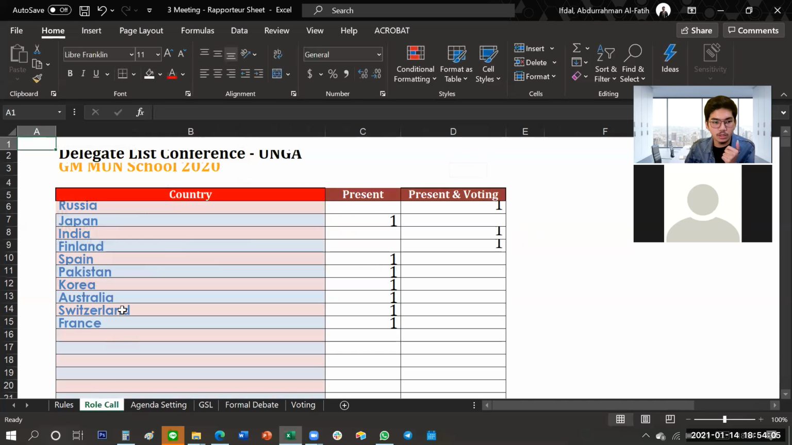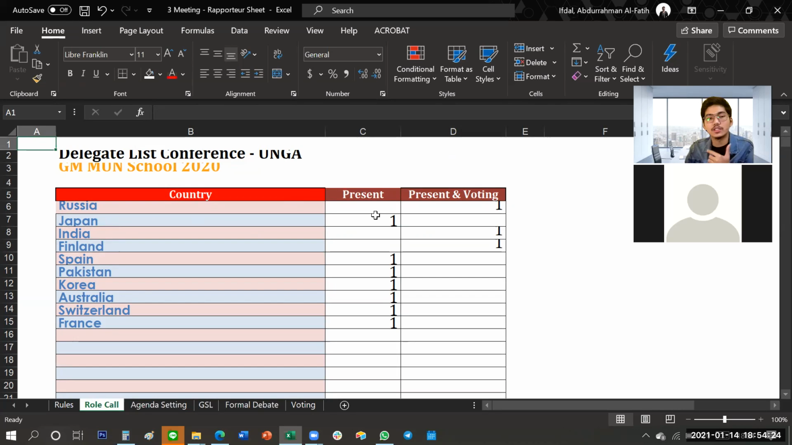Okay, so this is roll call. For example, you are Russia. The chair will call you, delegate of Russia. The chair calls your country's name, and then as Russia, you have to answer the roll call. Either you're present or present and voting.